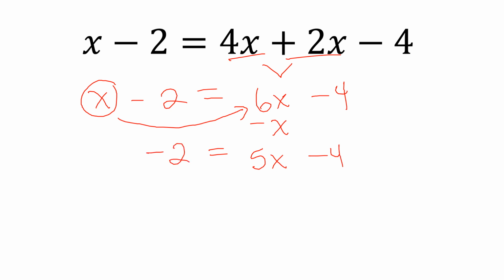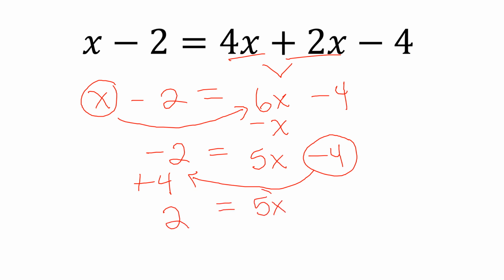So now to move everything away from the variable, I'm going to start with the minus 4, move it to the other room. That's addition by 4. Negative 2 plus 4 is going to give me a positive 2, which is still equal to 5x. And so now to move this 5 off of the x, to get rid of multiplication, I'm going to divide by 5 on the other side. So 2 over 5 equals x. The final value for x is 2 over 5.